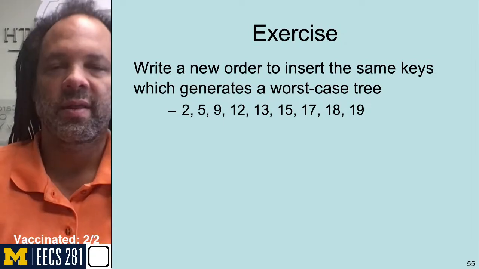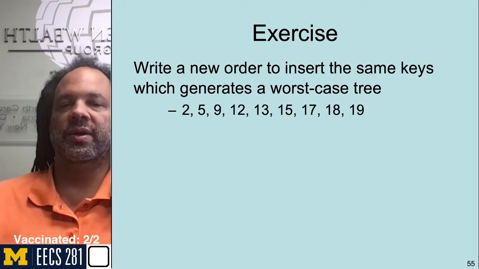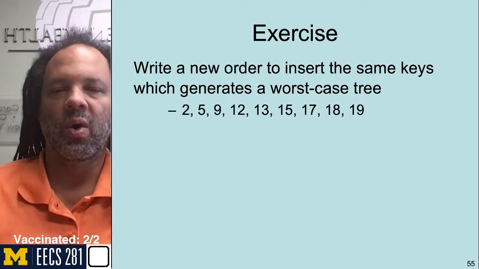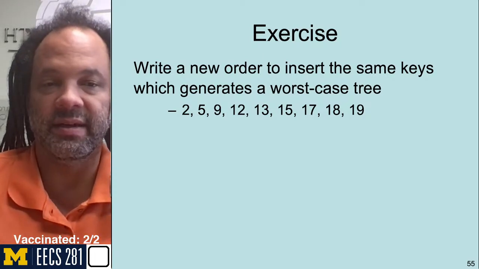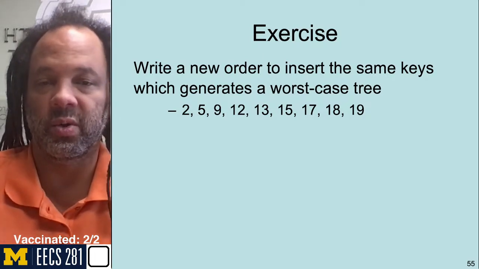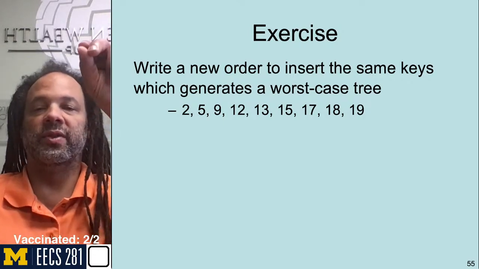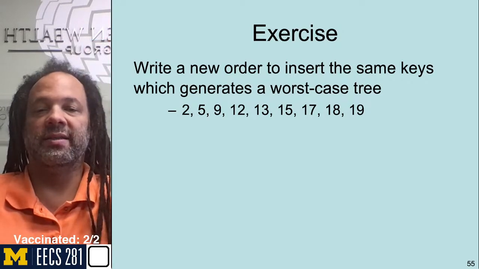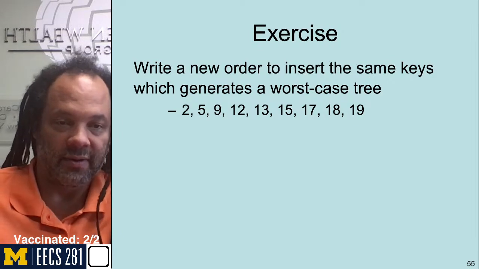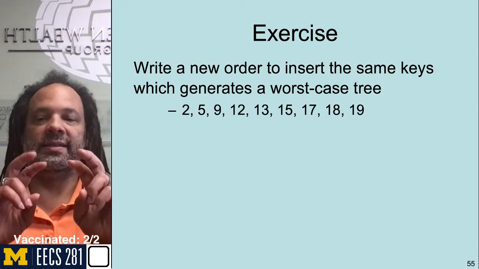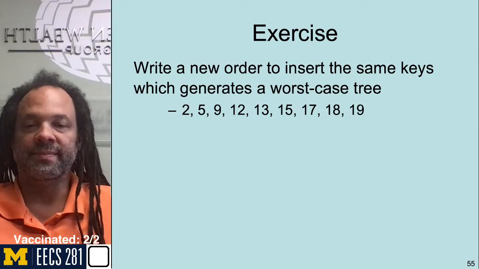Here's one new order that we can use to insert the same keys. That's going to generate a worst case tree. This order goes 2, 5, 9, 12, 13, 15, 17, 18, 19. If you're paying close attention, you'll notice that all of those are in order. So this is going to give me a tree with 2 at the root, 5 which is larger to the right, 9 is larger to its right, 12 is larger to its right, 13 right. So this is what we call a stick. It's a tree, but it's just one long piece. There's no branching that goes on.